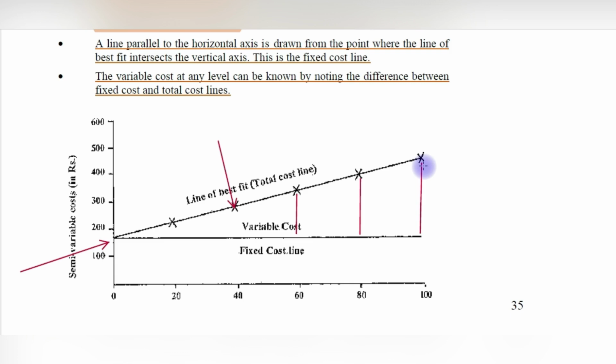It may not be possible to draw a line directly like y is equal to mx plus c. We have to find out the best fit.